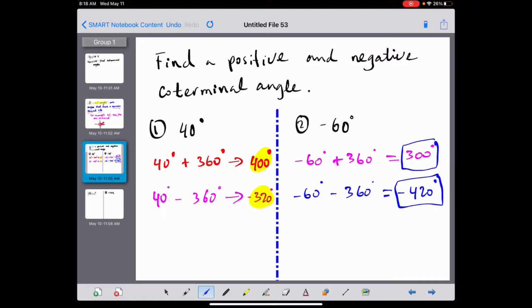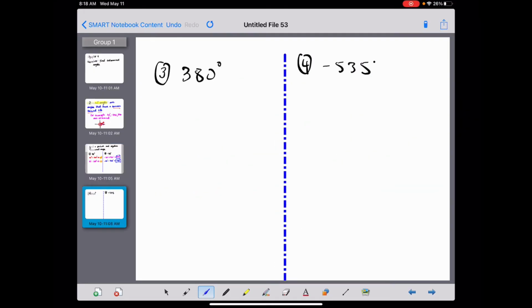Okay, let's move on. Notice in number 1 and 2, both angles are less than 1 circle. So some of you might ask, what if it's more than 1 circle? Okay? So 380, that is more than 1 circle. To find the positive, we could add 360, or you can subtract 360 because it's more than 1 circle. So you can subtract to find the positive. So this is 20 degrees.